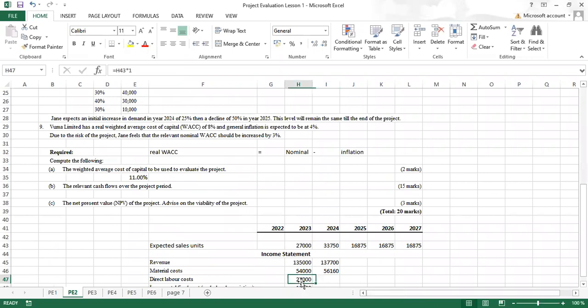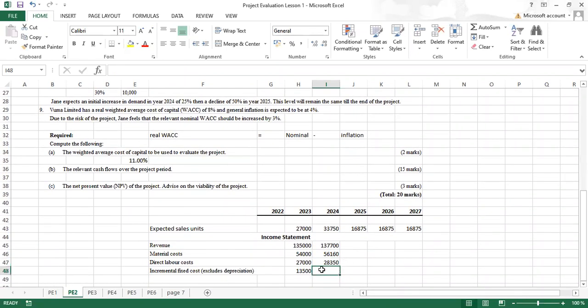Direct labor cost will be the direct labor cost, and you must press the equal sign to calculate a function in a cell, times 1.05. And our incremental fixed cost will be equals the 2023 times 1.1, because it was going at 10%. We drag this one down, then we fill out.